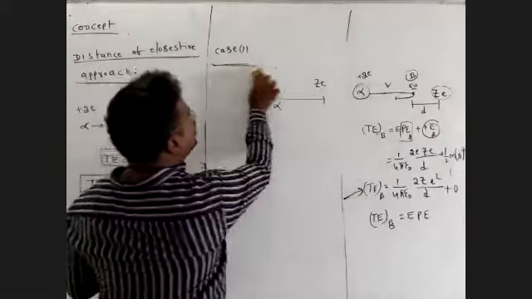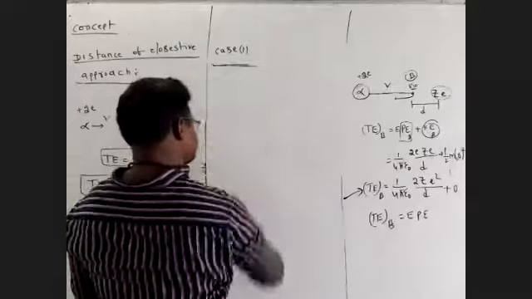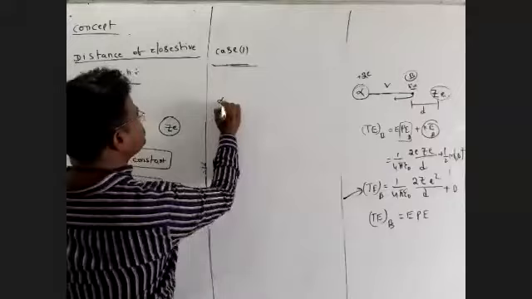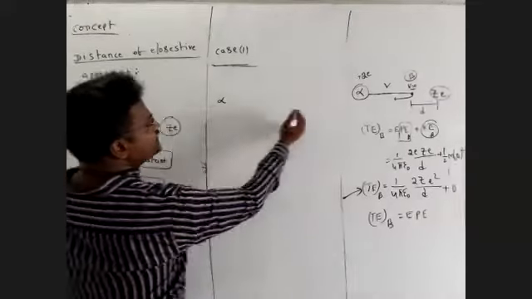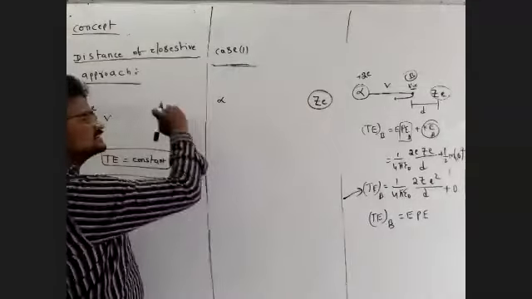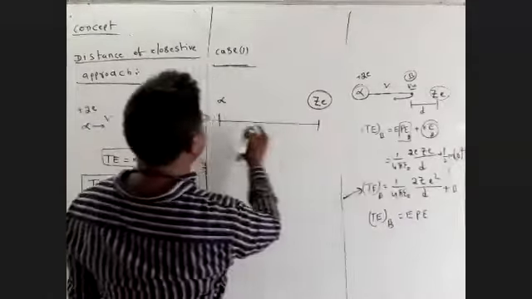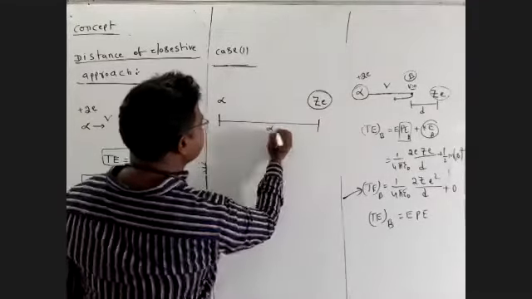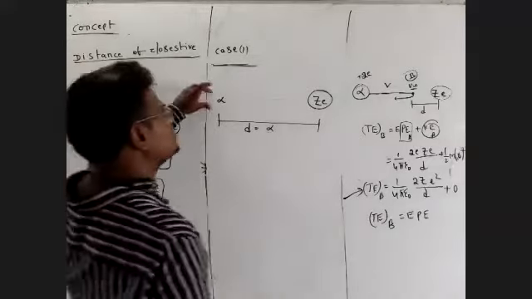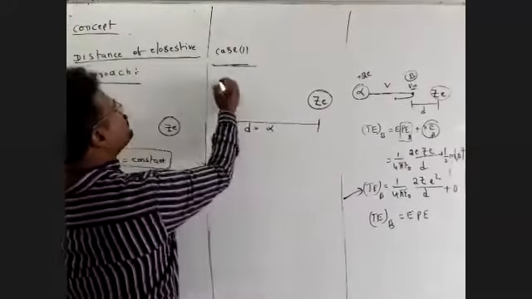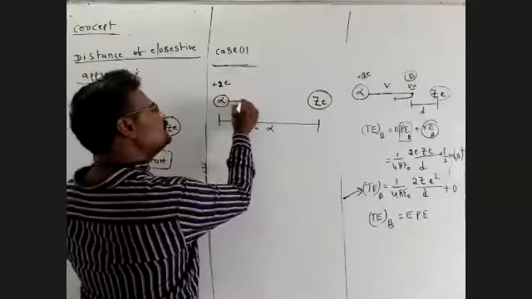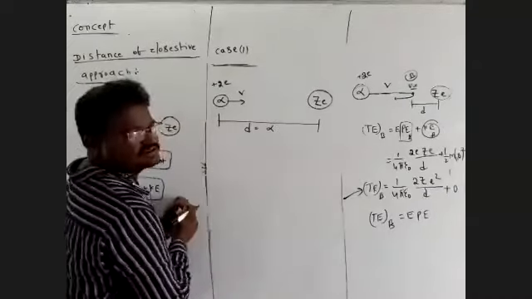Here is what I'm going to explain. This is an alpha particle. Case number one: the alpha particle. This is a nucleus. The alpha particle is placed at infinity, so the distance between the alpha particle and the nucleus Z is infinity. The alpha particle has two positive charges, and it initially moves with velocity v.